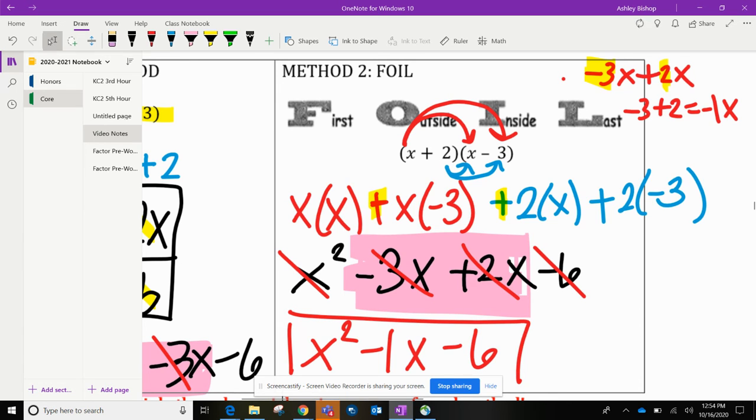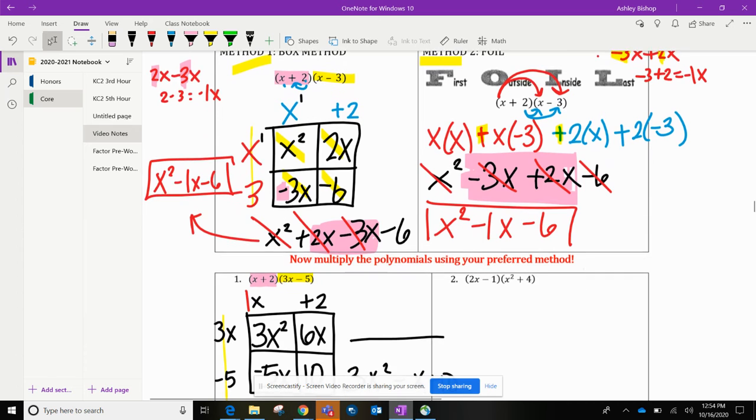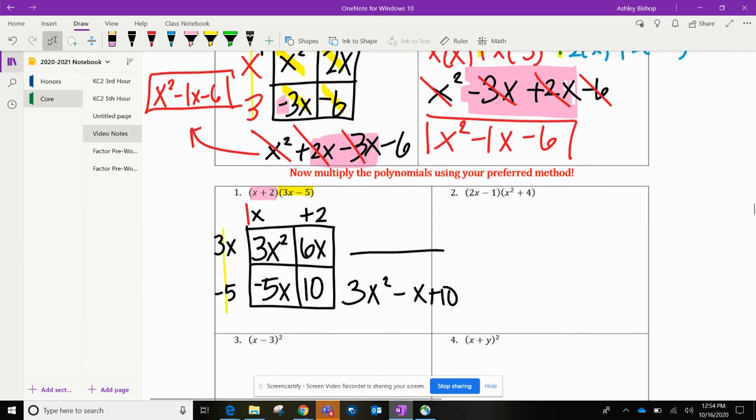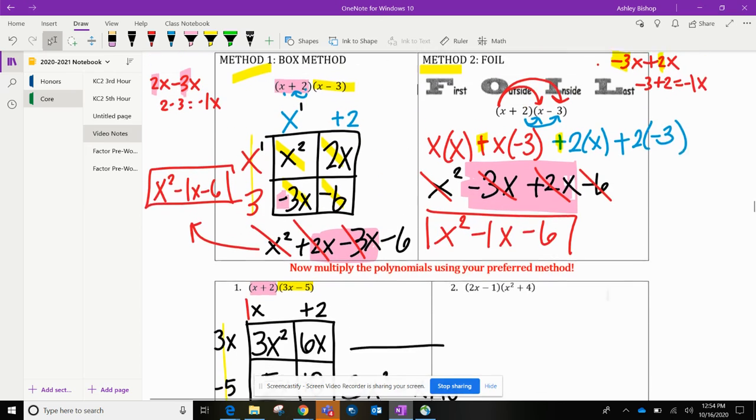You should notice that we got the same answer in the other example. These were both the same problem, but 2 different methods. No matter what, you will get the same answer if your math is correct. So it doesn't matter to me whether you do box method or FOIL method. I do think a lot of you will prefer box method, but that's fine. So let's do an example with FOIL.